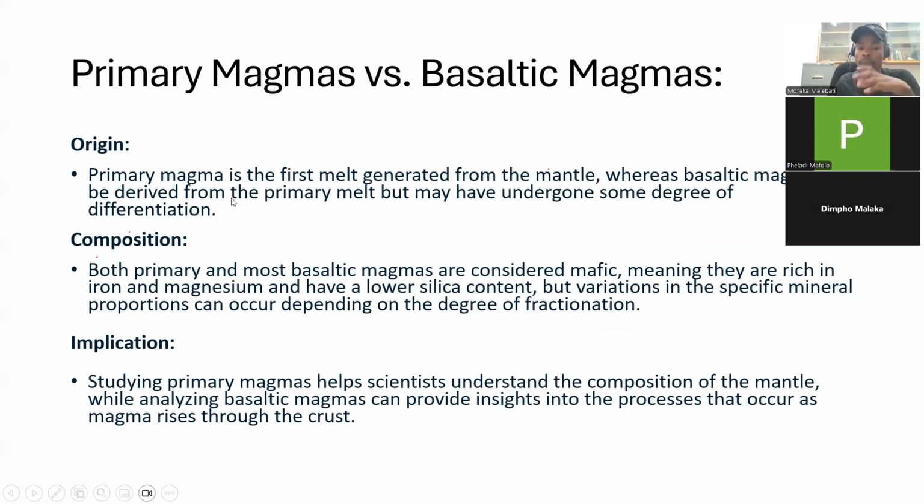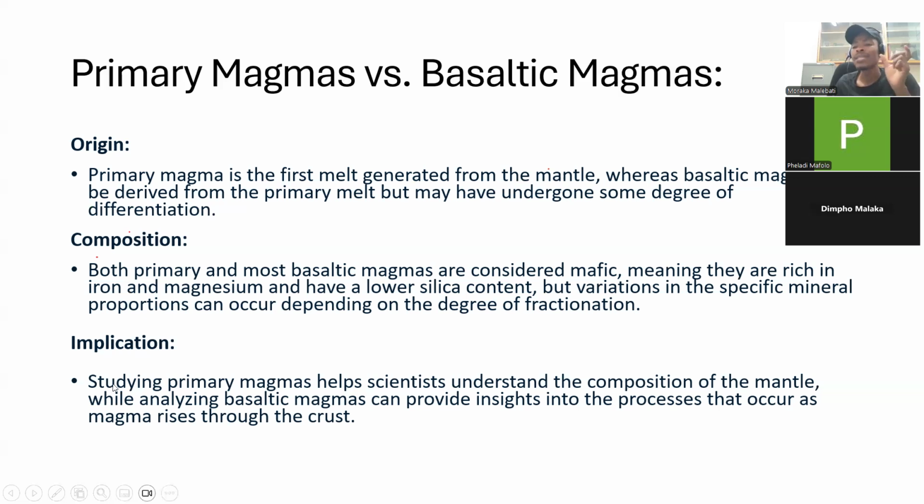In terms of origin, primary magma is the first melt generated from the mantle, whereas the basaltic magma can be derived from the primary melt, but may have undergone some degree of differentiation. Both primary and basaltic magmas are considered to be mafic because they've got a high amount of magnesium and iron, meaning they are rich in those elements. But obviously they have lower silica content, SiO2, sodium, and potassium as well, and also aluminium. But variations in the specific mineral proportions can occur depending on the degree of fractionation.